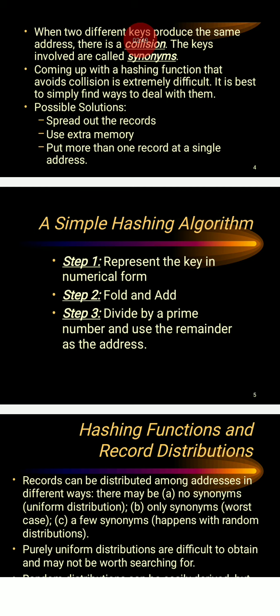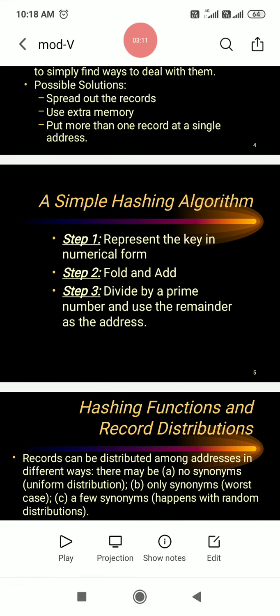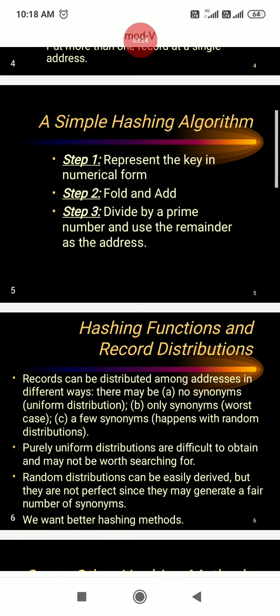And the second step is what? Fold and add. What do we do? We take two values. For example, we take the A, B ASCII values and the C, D ASCII values. We combine each pair and add them. Whatever values we get from combining AB and CD, we add those values, and the result is divided by a prime number. Whatever remainder value you get, that value we use as the address location for storing the records. So this is the simple hashing algorithm.